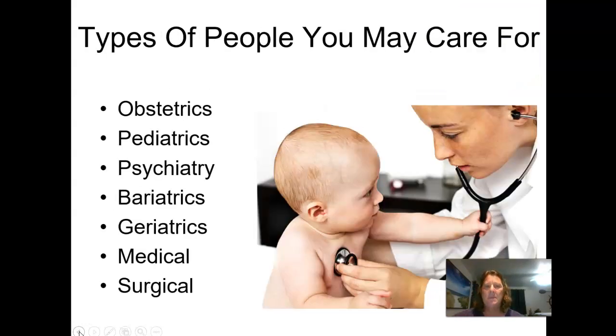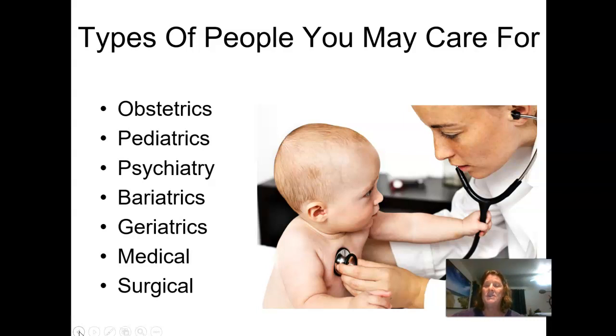Some types of people we may be caring for, depending on where you work. If you get a job in a hospital, you might work in a maternal child health area where they do obstetrics, where they deliver babies. Pediatrics, they will hire CNAs to work in the pediatrics department. Pediatrics, you work with children. Psychiatry, helping out with patients that have mental health problems. Bariatrics is caring for a very large or very obese patient.